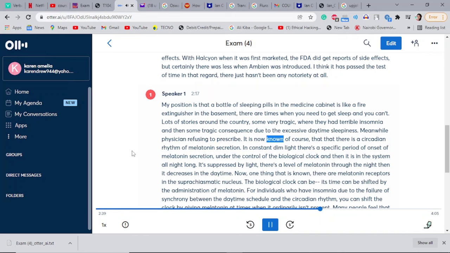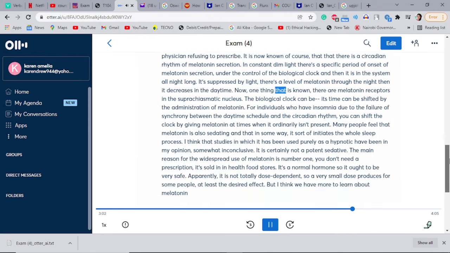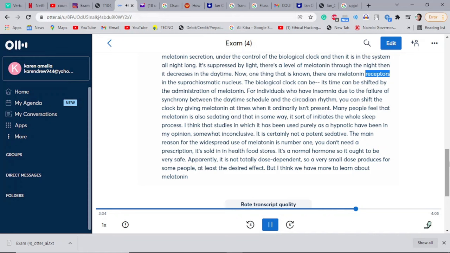It is now known, of course, that there is a circadian rhythm of melatonin secretion. In constant dim light, there's a specific period of onset of melatonin secretion under the control of the biological clock, and then it is in the system all night long. It's suppressed by light. There's a level of melatonin through the night, and then it decreases in the daytime. Now, one thing that is known, there are melatonin receptors in the suprachiasmatic nucleus. The biological clock, its time, can be shifted by the administration of melatonin.